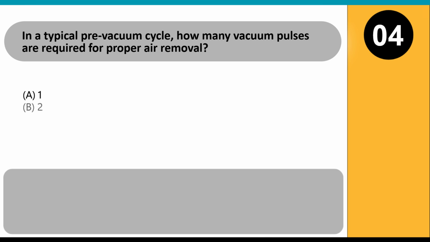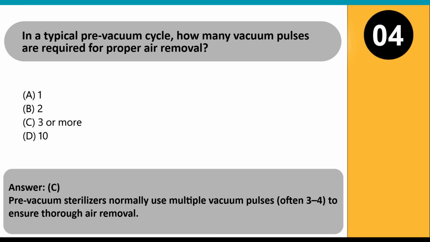In a typical pre-vacuum cycle, how many vacuum pulses are required for proper air removal? A. 1. B. 2. C. 3 or more. D. 10. Answer: C. Pre-vacuum sterilizers normally use multiple vacuum pulses, often 3 to 4, to ensure thorough air removal.